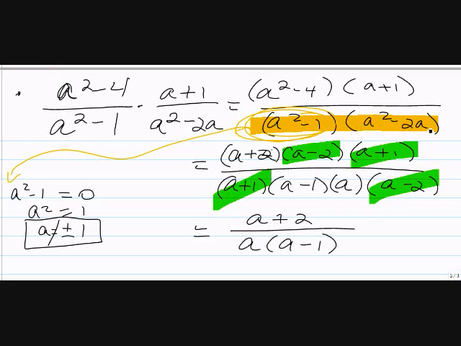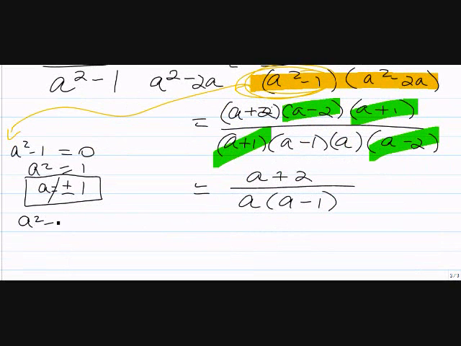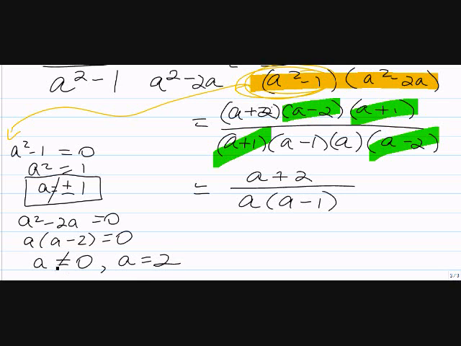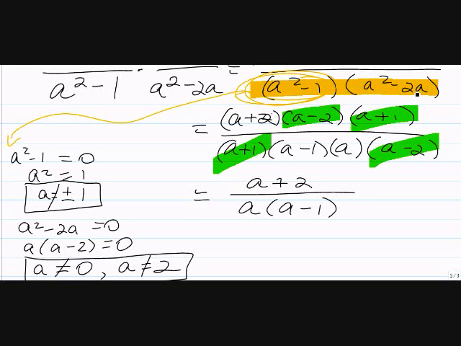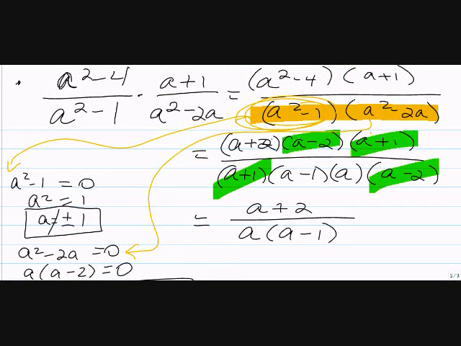The a squared minus 2a. So I set a squared minus 2a equal to 0. That's a times a minus 2 equals 0, which means a equals 0 and 2, which means my restriction is a can't equal 0 and a can't equal 2. When I factored a squared minus 2a, I brought that one down too. Both of those factors there in the denominator. If either one of those is equal to 0, then we will be dividing by 0. Okay?